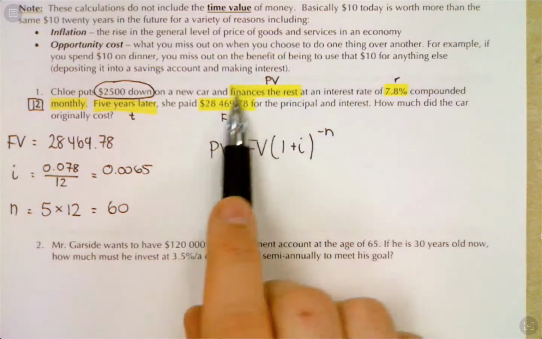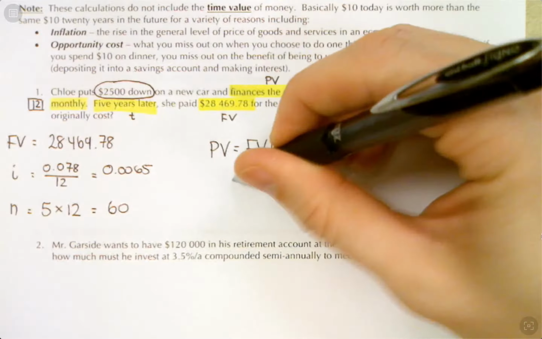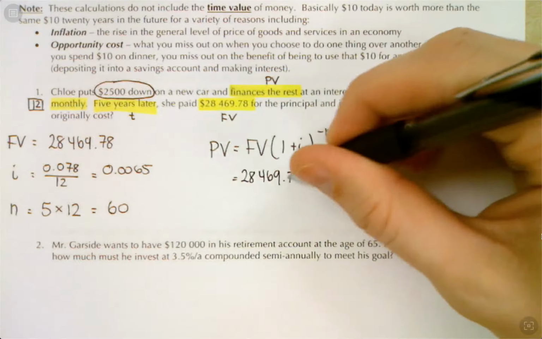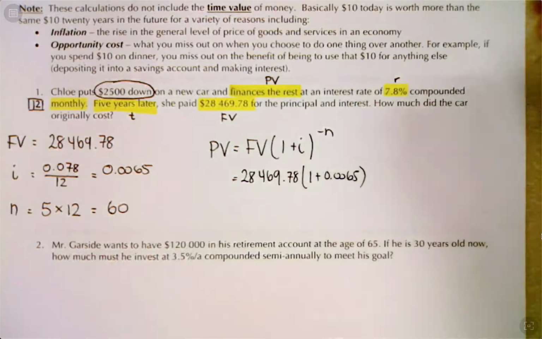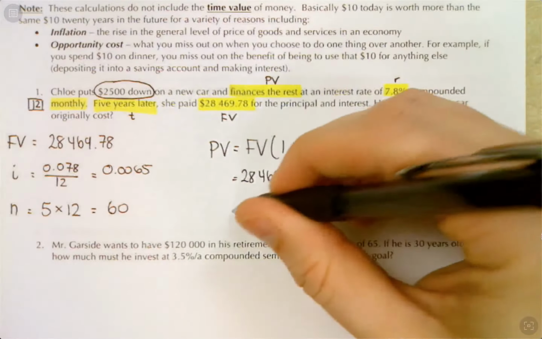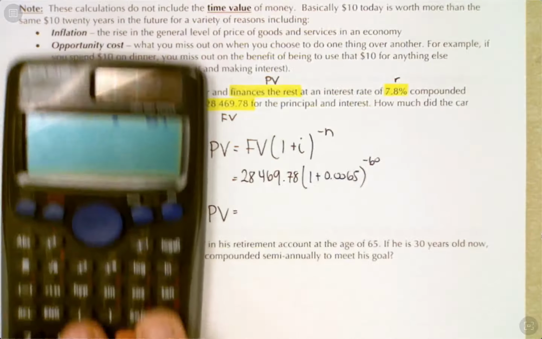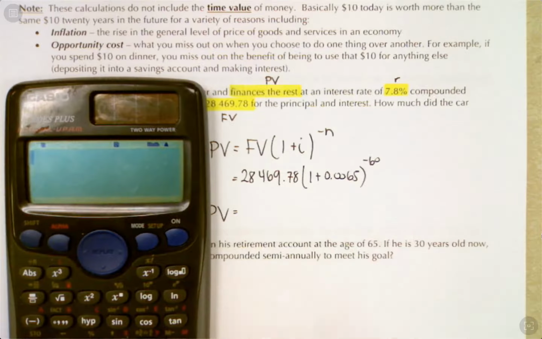Now the value of the car was the borrowed amount and the down payment, so we'll add that on at the end. Future value, $28,469.78, times (1 plus 0.0065) to the exponent negative 60. It's important we get the negative exponent on there or we're going to get the answer wrong. And when we do negative on my calculator, I got to use the little minus key, this plus minus key down here. You'll know when you use your calculator. If you get error, it's because you used the subtract key. You got to use the plus minus key or the negative key.